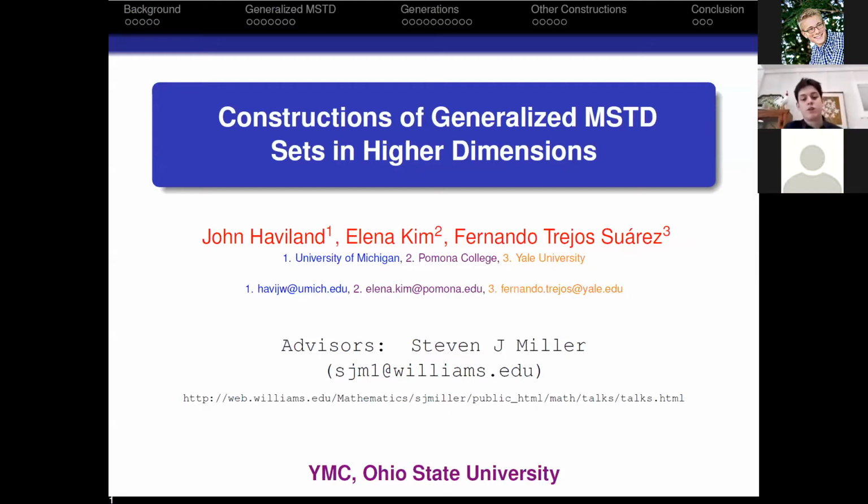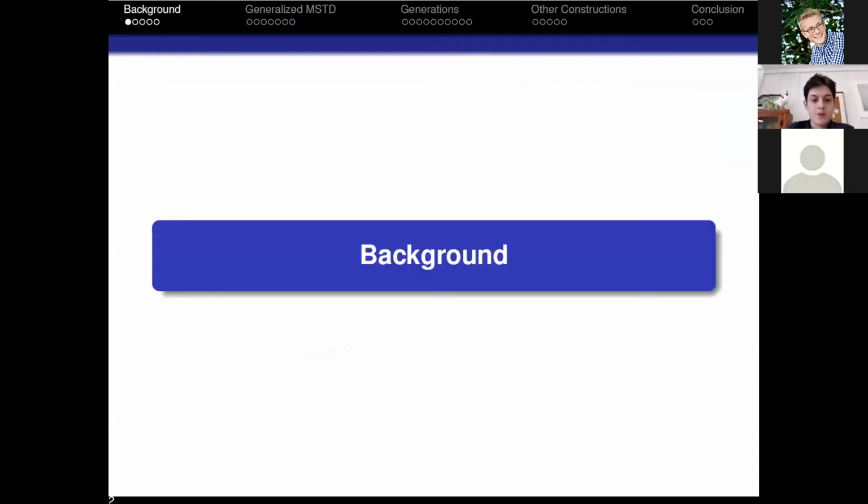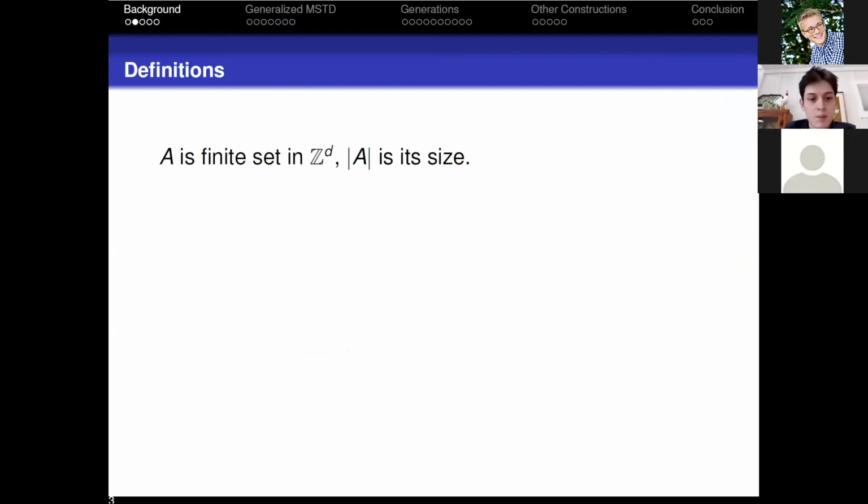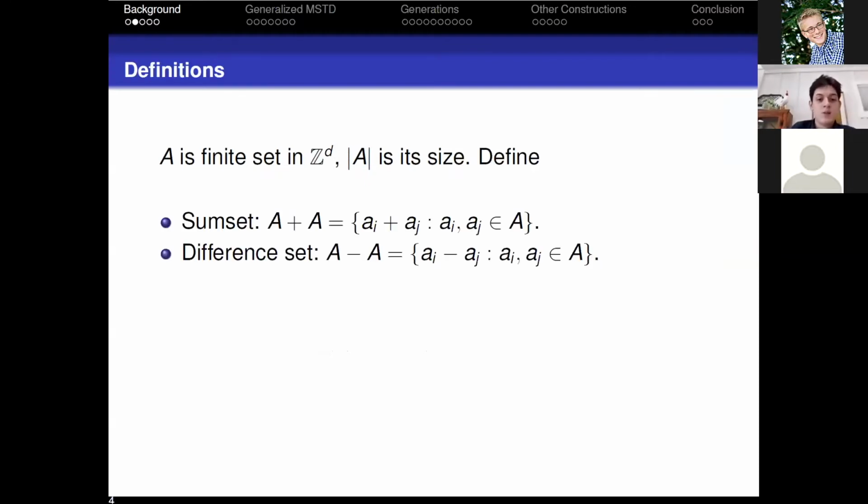And so we will be talking about constructions of generalized more sums than difference sets in higher dimensions. So for some background on the MSTD set problem, if A is a finite set with integer coordinates in d dimensions, and we denote its size in the usual way, we can define the sum set and the difference set, which are defined in a pretty natural way.